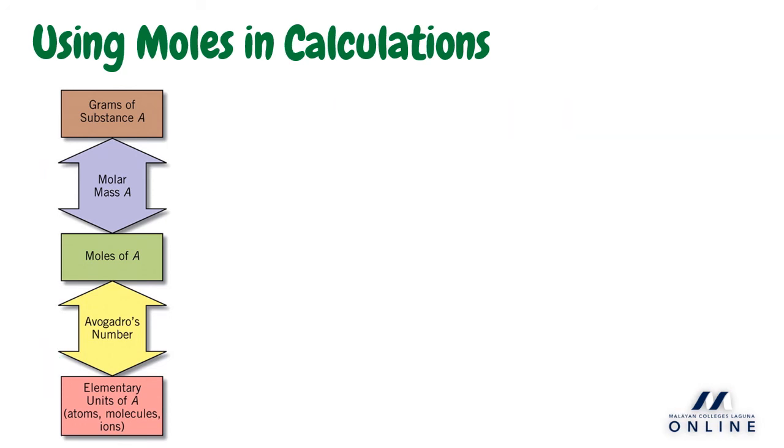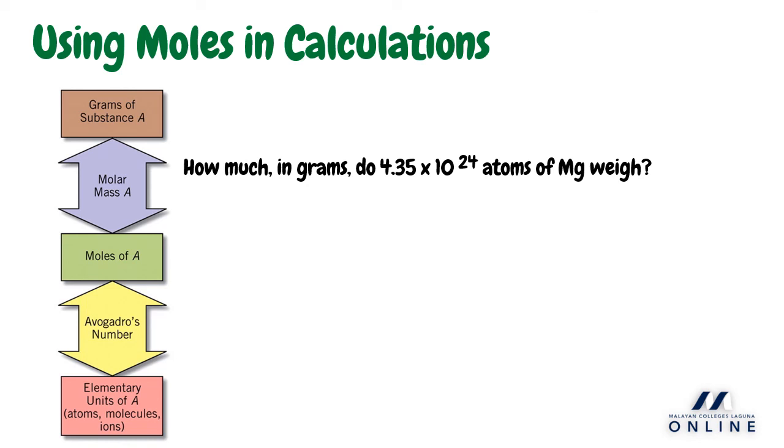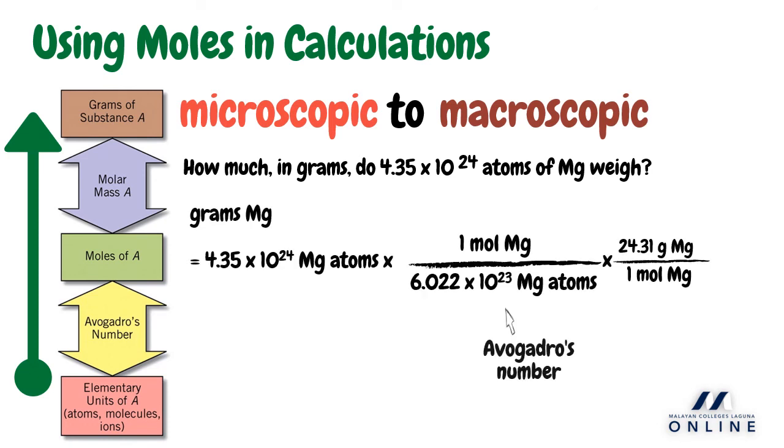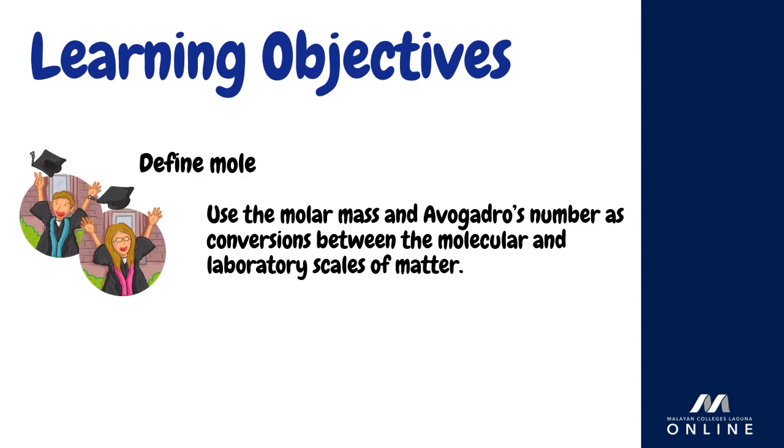This next example asks us to convert magnesium atoms to grams magnesium. Thus, this is microscopic to macroscopic. We need to convert magnesium atoms to moles using Avogadro's number and then convert moles to mass using the molar mass. Doing that, we should be able to calculate the answer, which is 176 grams magnesium. In this lesson, we defined mole, and we were able to use molar mass and Avogadro's number as conversions between the molecular and laboratory scales of matter.